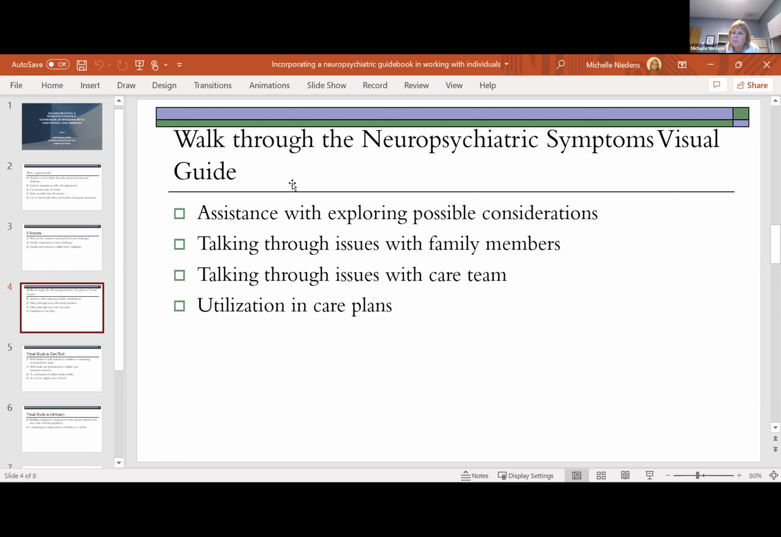It's also possible to use with care team. Some of you, for example, may make rounds in facilities. Some of you may make rounds with hospice teams or others. And so really thinking through with the care team, and in fact, if we have nurses and social workers on the line, it might even come in handy in terms of looking at how we develop care plans.